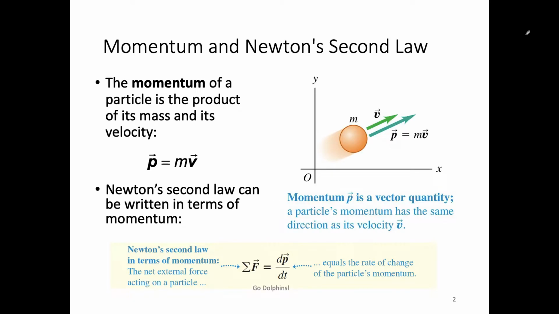Momentum is defined as m times v, the velocity of the particle. So v is a vector, p is m times v, so it's also a vector, and p is in the same direction as velocity. Momentum is in the same direction as velocity, a vector.